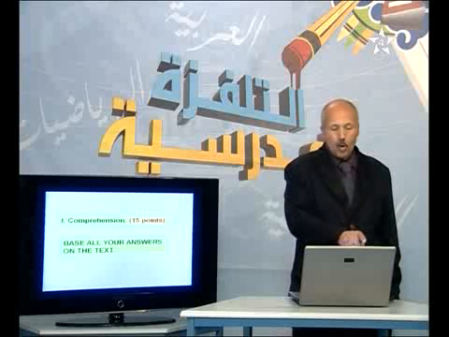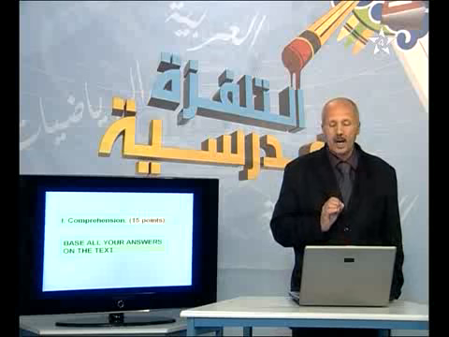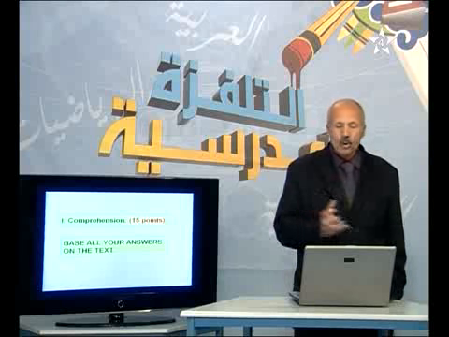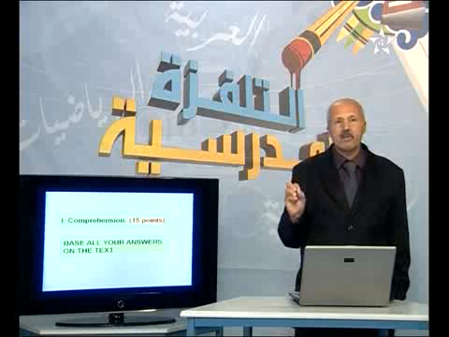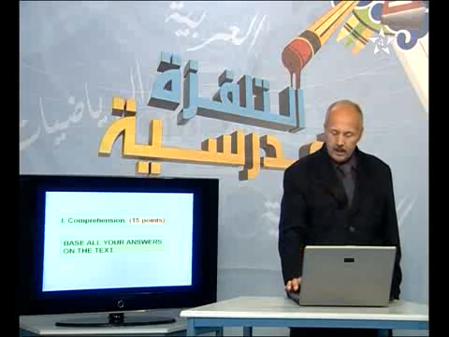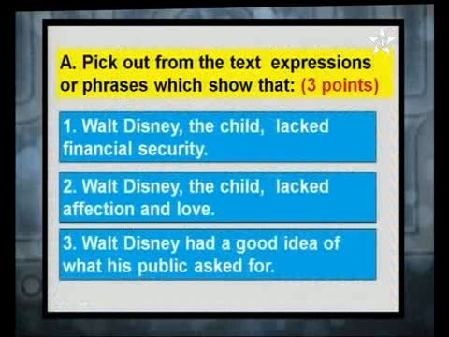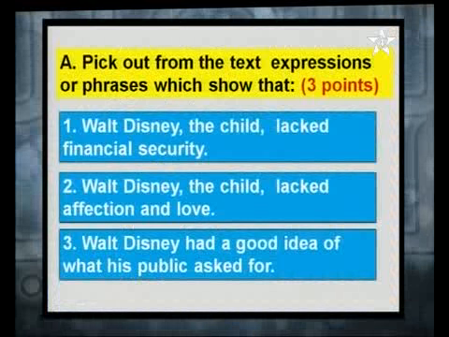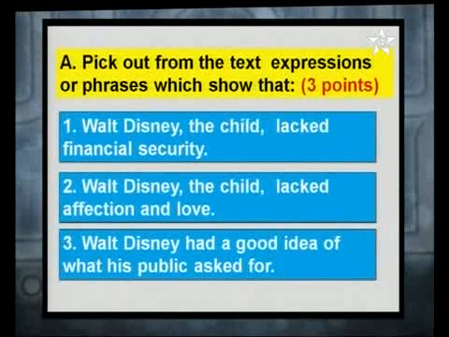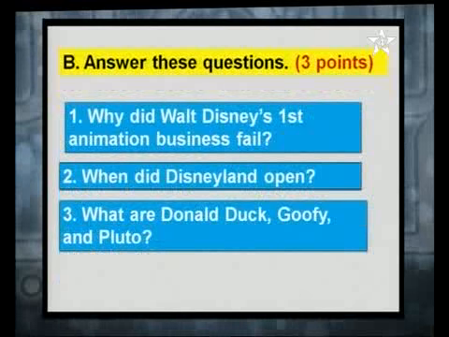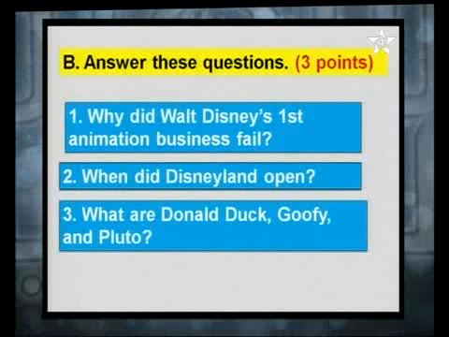On your exam, you're always asked to base all your answers on the text. That is to say, all the answers you're going to find will be taken from the text. So here is the first question, A. The rubric says, pick out from the text expressions or phrases which show that. Don't worry, we're going to come back to this question, read the text and find the answer. Now, question B says, answer these questions. This is the type of questions you're given on the exam.